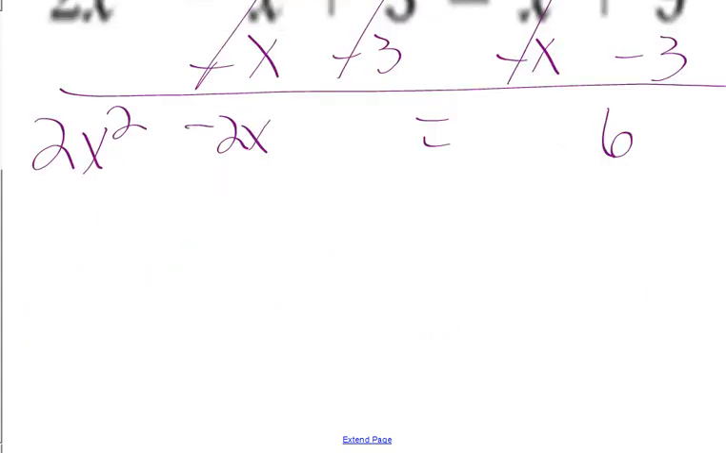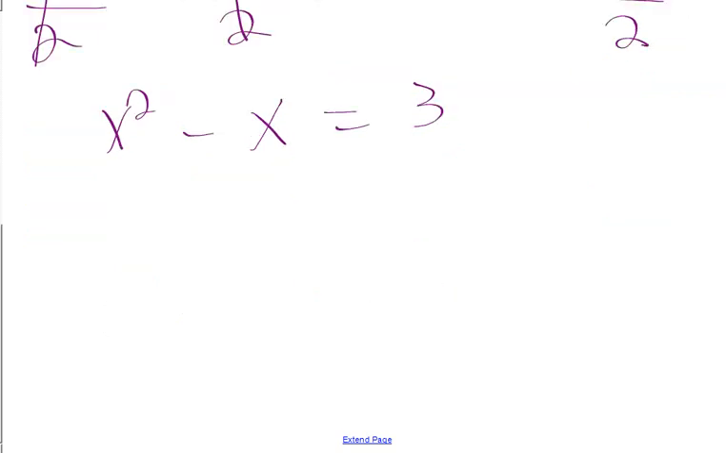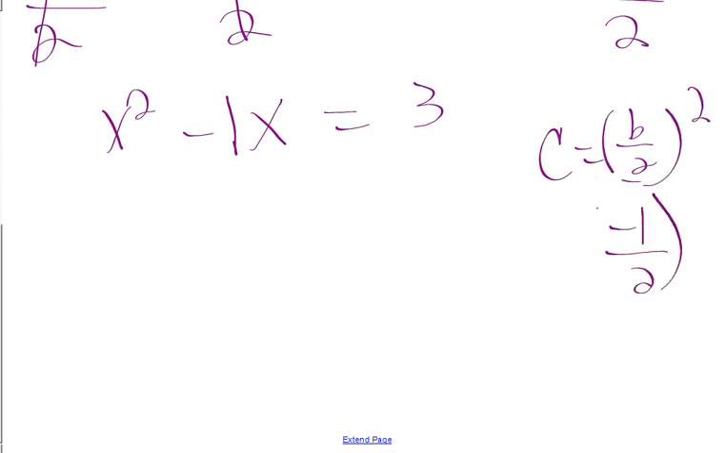So now our second part of the first step was to divide by your coefficient if it's not 1. So divide everything by 2. And they cancel out. So we get x squared minus x equal 3. All right, so now we've got to complete the square. So that's like a -1. So we're going to say that c is b divided by 2 squared. So -1 divided by 2 is -1/2 squared. That's going to be a positive 1/4.